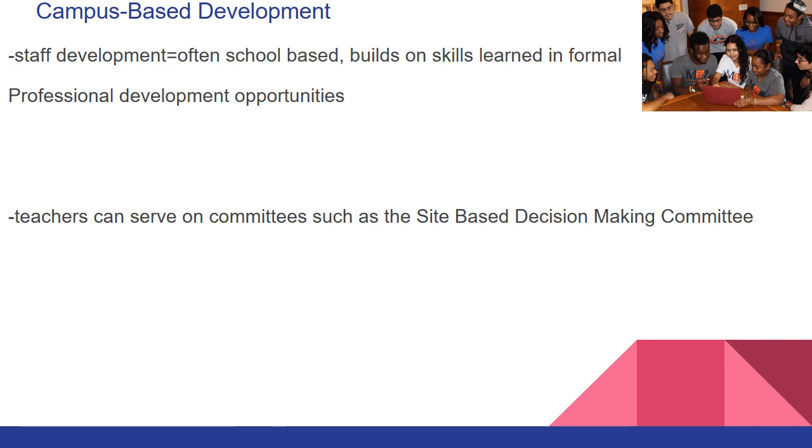There are other different types of committees. For example, I've served on a PBIS committee, which was the Positive Behavior Intervention and Supports Committee. That committee was focused on how to best create a positive learning environment for students and promote positive behavior rather than focus on negative consequences. And so we developed a whole campus-based positive behavior system.